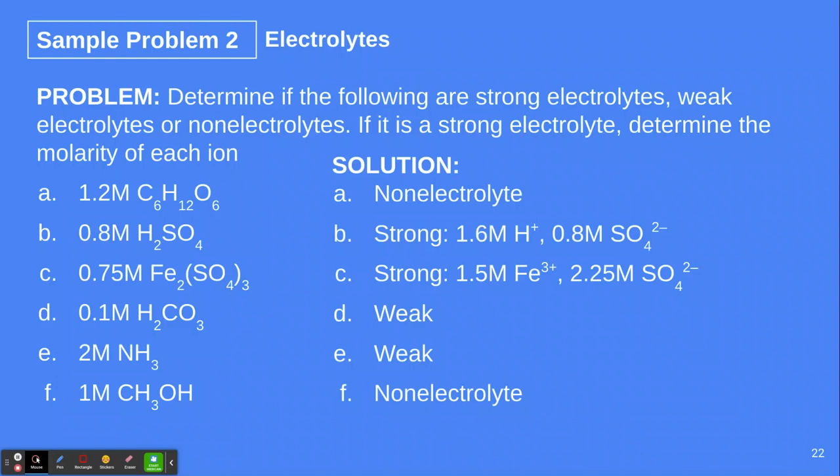In your next one, that is also a strong electrolyte. That would be a salt. You're going to get 1.5 molar of our iron because we had two irons breaking apart into ions, but we're going to get 2.25 molar of our sulfate because we took 0.75 times 3. That gets us that 2.25. Your next one is carbonic acid. That's a weak electrolyte. Ammonium is a weak electrolyte. And then the last one is methanol. That is a non-electrolyte. That will dissolve in water, but it just won't break apart into ions at all.